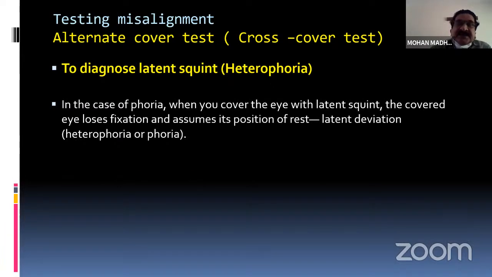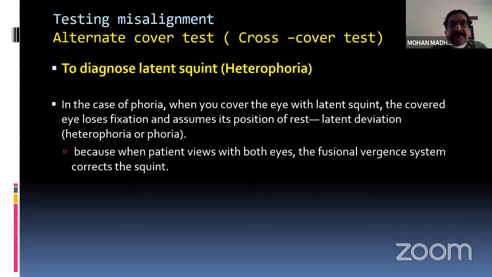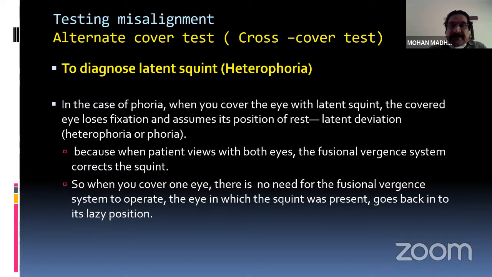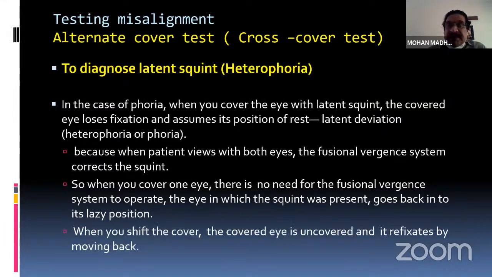So what happens in the case of a phoria is that when you cover the eye with latent squint, the covered eye loses fixation and assumes the position of rest, its original lazy position or latent deviation, because it no longer has to fixate on an object. It goes into its original lazy position, or phoric position. When the patient views with both eyes, the fusional vergence system corrects the squint. So when you cover one eye, there is no need for the fusional vergence to operate. The eye in which the squint was present goes back to its lazy position. When the covered eye is uncovered, it refixates by moving back.